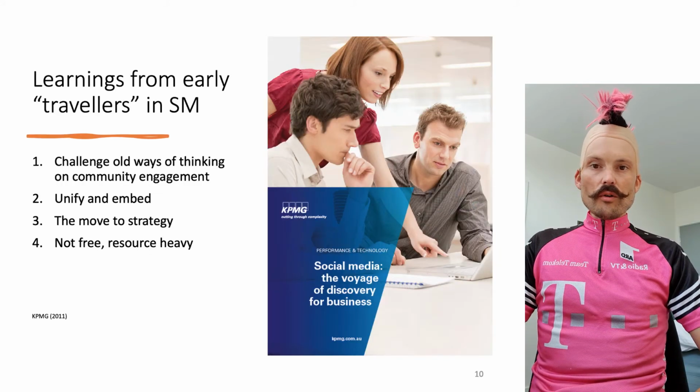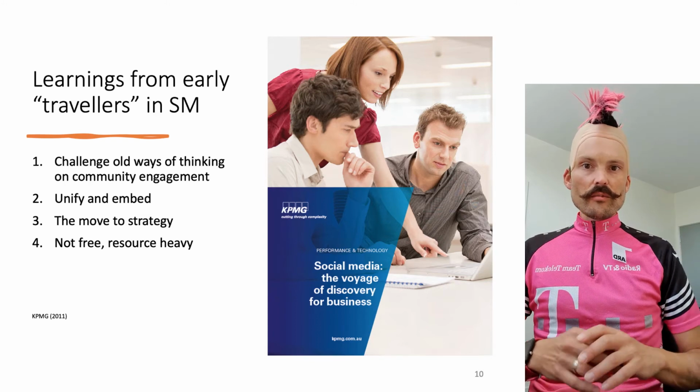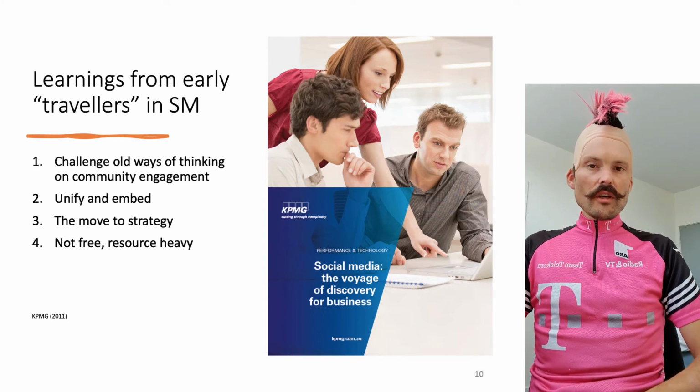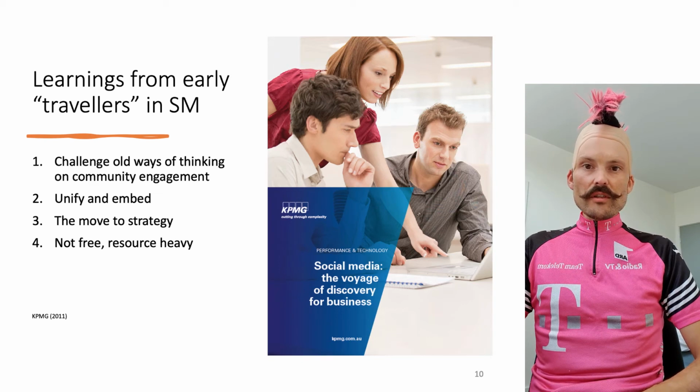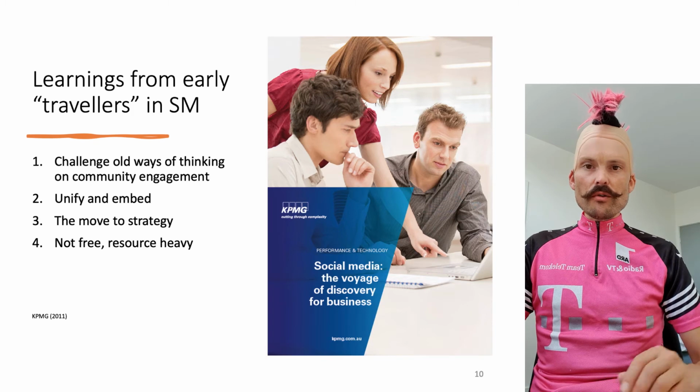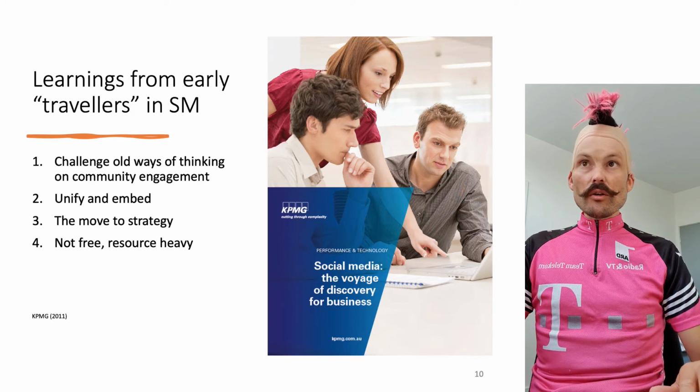So in terms of how to operate on social media, there are some key areas or some key observations that were discovered quite a while ago, but people are still making mistakes in these areas. So let's look at these as part of the additional readings for this week. Let's look at these 4 categories about learnings from early travelers on social media.